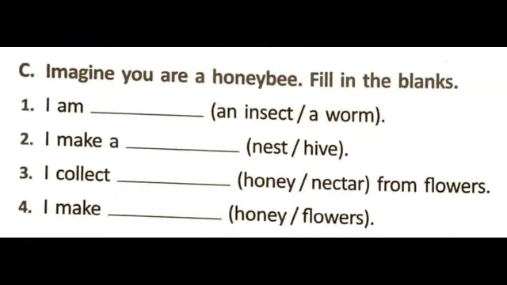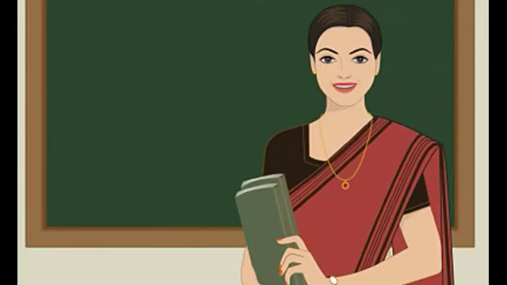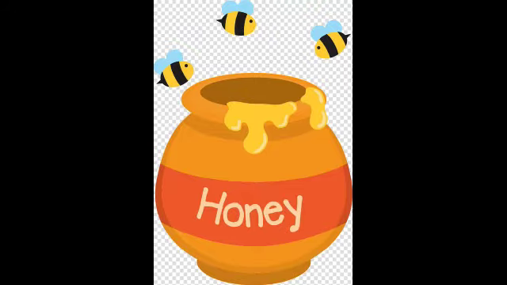The fourth one is, I make dash. The options are honey or flowers. So Slaters, what do honeybees make? Very nice. They make honey.